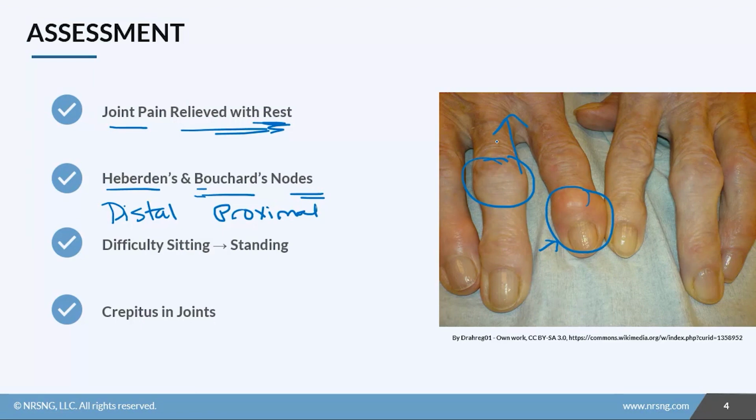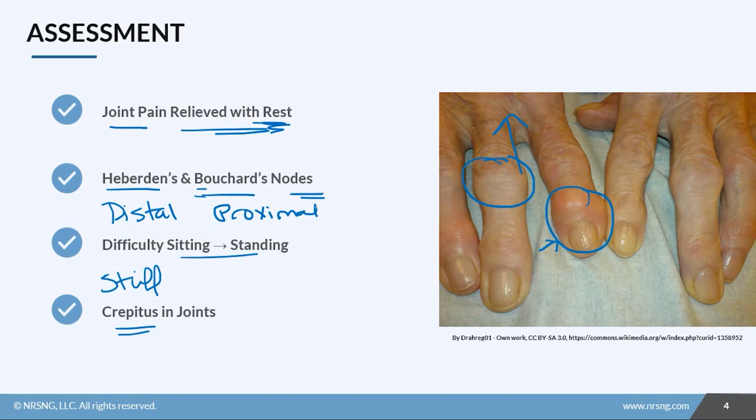Now, patients with this significant joint pain and inflammation are going to be stiff, and they're going to have difficulty going from sitting to standing. You might even hear them aching when they stand up because it's painful and stiff. And then they may also experience crepitus in their joints. Crepitus is like a cracking, grating feeling. Now, patients may feel it, but it can also be heard sometimes.